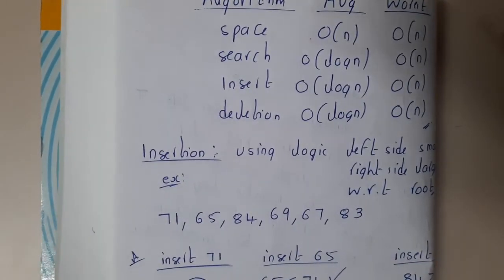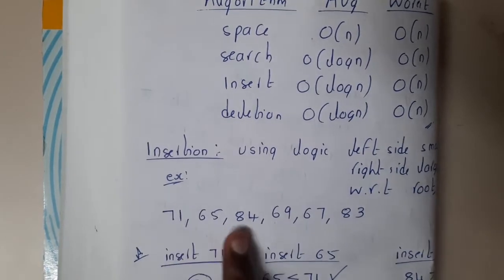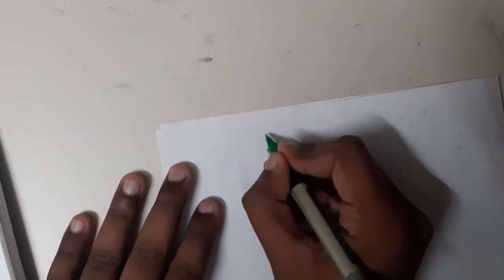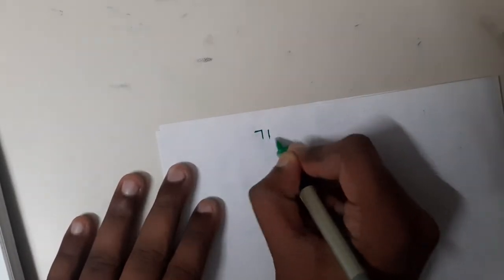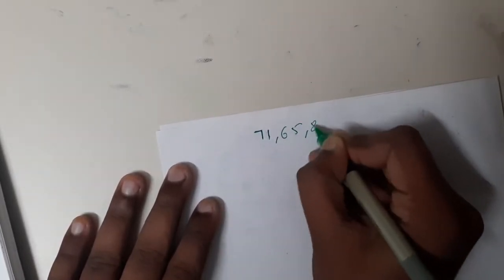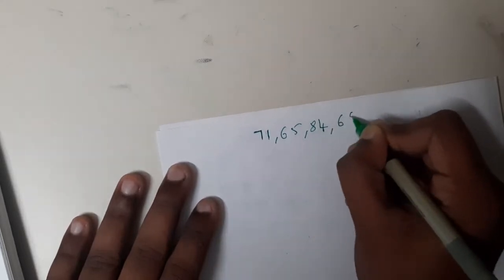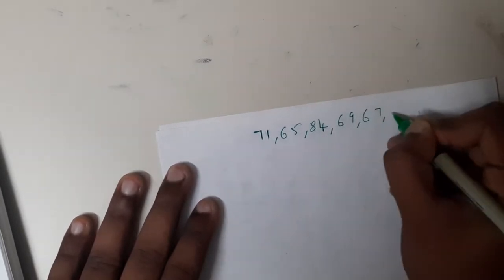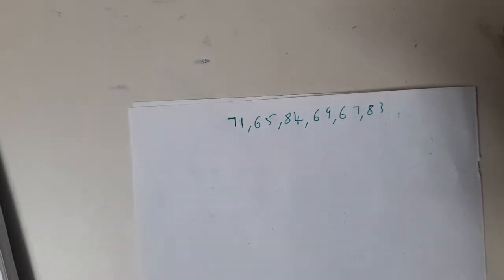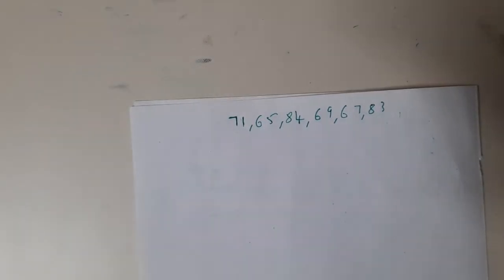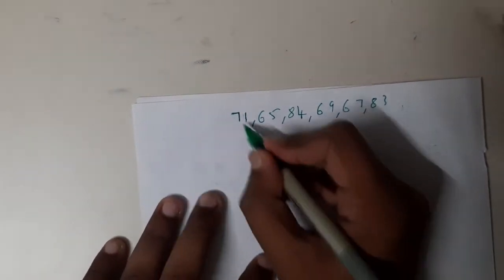Now our question is inserting these elements: 71, 65, 84, 69, 67, 83. Let me write them down, guys, because in an examination it is always better to write down the question. If you try to solve on the computer, you might make some silly mistakes. So first, 71.